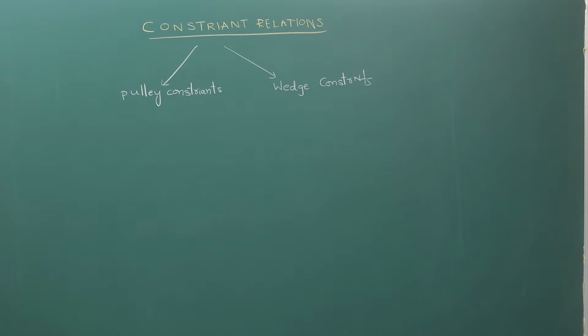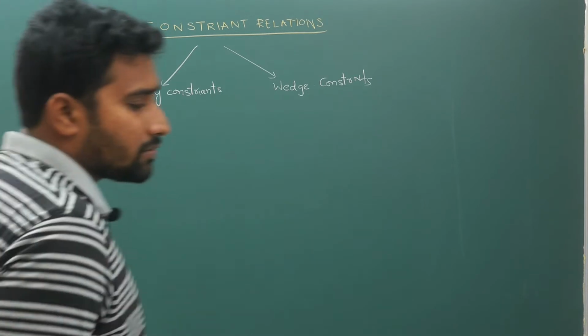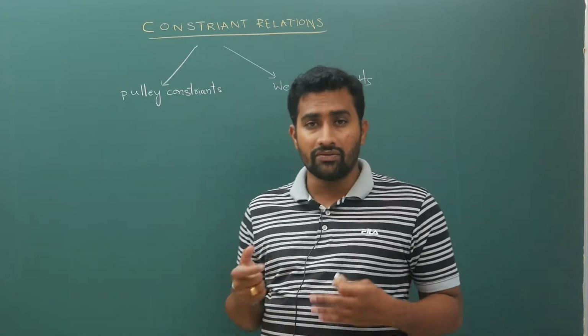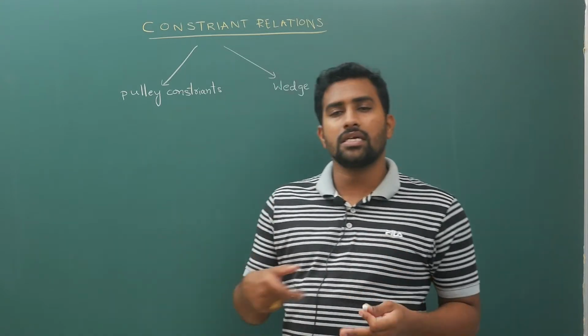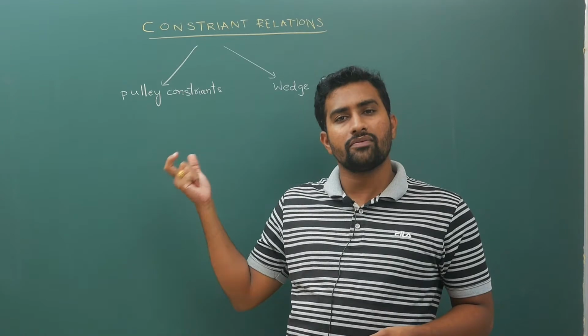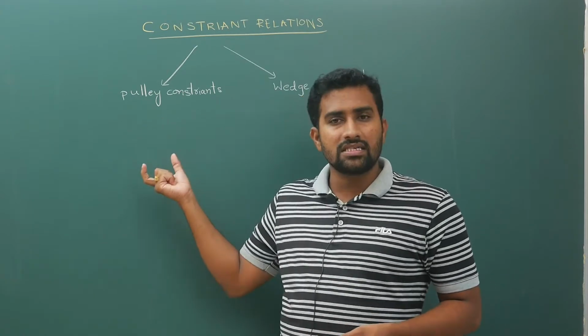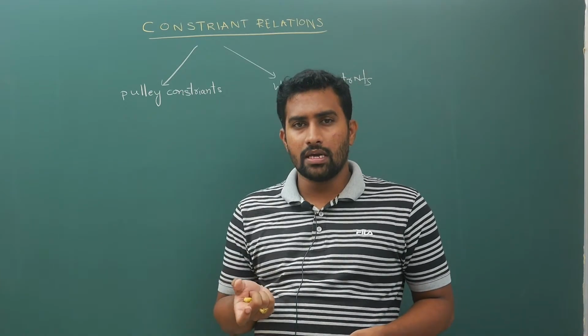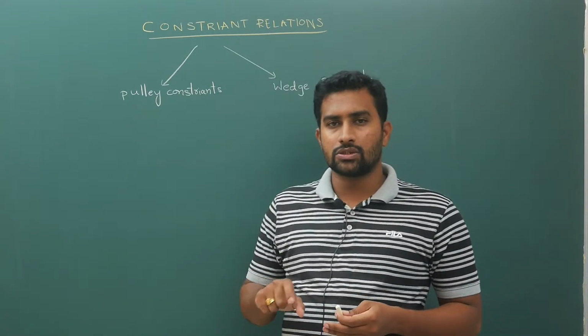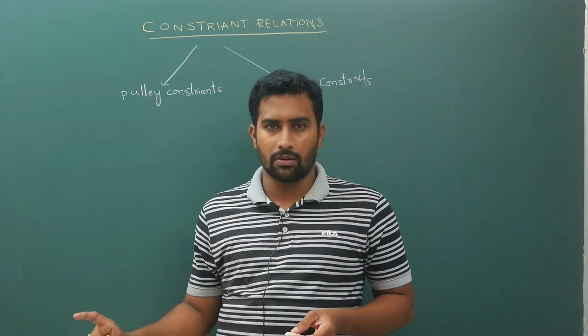Whenever you are doing Newton's laws of motion, the problems you have will involve two types of constraints, two types of conditions, which involve either a pulley or a wedge. You will either have pulley or wedge. First we will see pulley, and we will utilize these constraint relations to solve Newton's laws of motion problems.